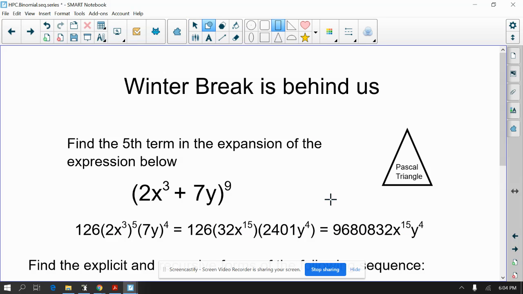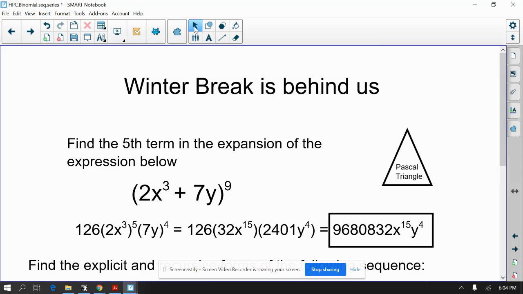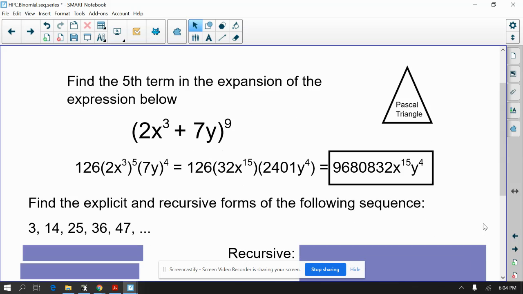This is the fifth term if this binomial were expanded. If I were to torture an Algebra 1 student and tell them to expand this, to take 2x to the third plus 7y, multiply by itself 9 times, and have them multiply all that stuff out, the fifth term would be this one. Okay, 2 more to go.